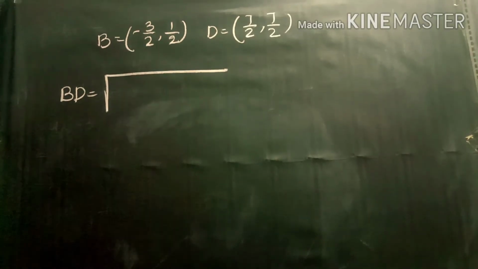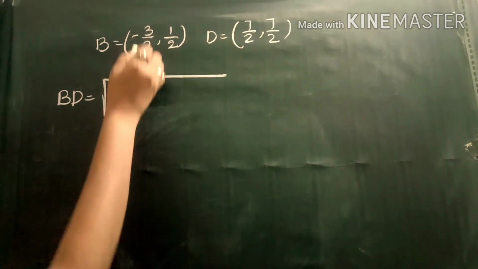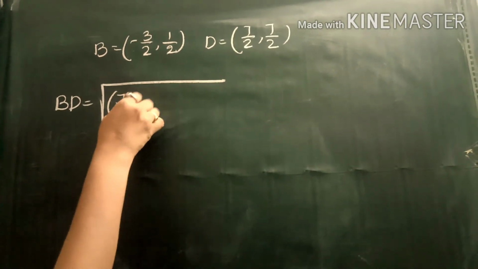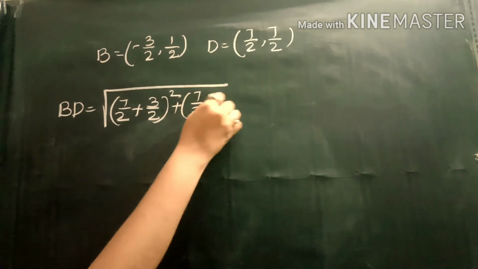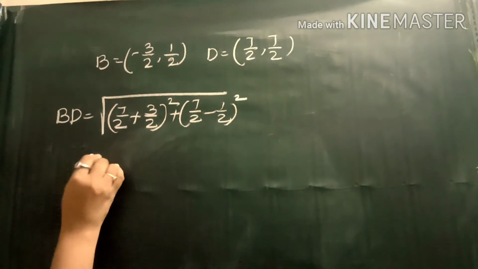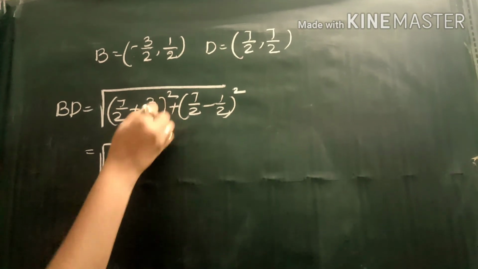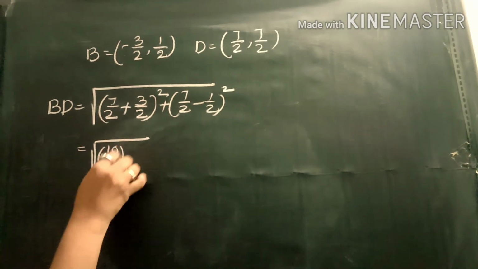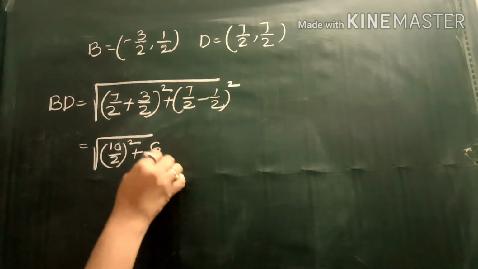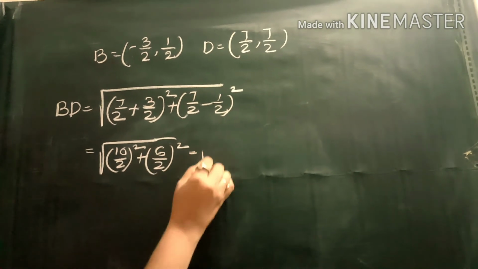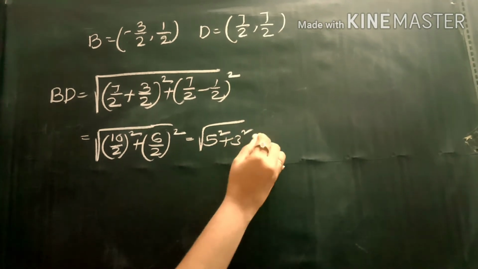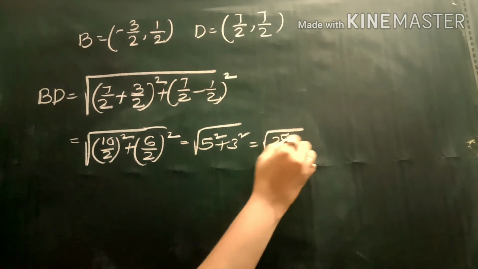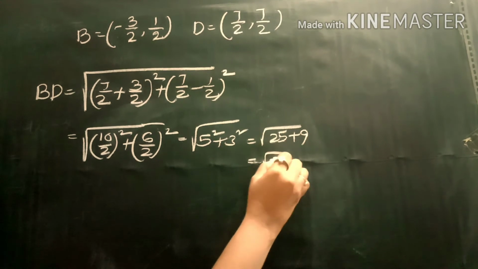Next the BD value. BD is equal to the square root of (x2 minus x1) whole square, that is (7/2 minus (-3/2)) whole square, plus (7/2 minus 1/2) whole square. This is equal to 7 plus 3, 10 by 2, (10/2) whole square plus 7 minus 1, (6/2) whole square, which is 5 square plus 3 square, equal to 25 plus 9, and that is root 34.